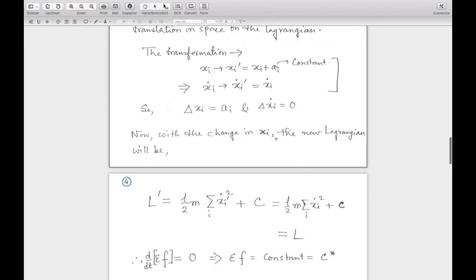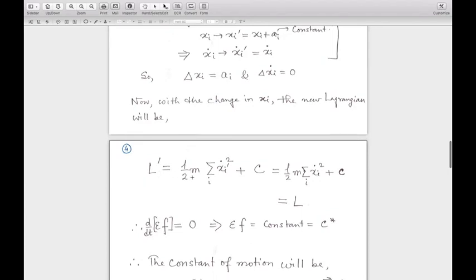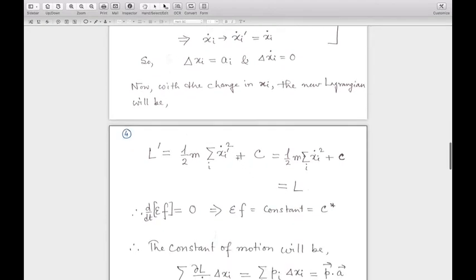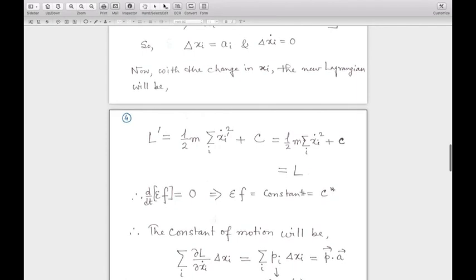So with the change in x_i only, the new Lagrangian will then be L prime equal to half m summation over i x_i prime dot squared plus c. So c will not change, this is the constant. Only x_i has been changed to x_i prime, and x_i dot to x_i prime dot. Now you know x_i prime dot and x_i dot are the same. So finally this is equal to half m summation over i x_i dot squared plus c, which is the old Lagrangian. So the old Lagrangian and the new Lagrangian are exactly the same.